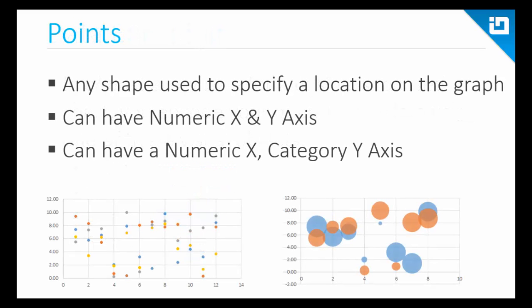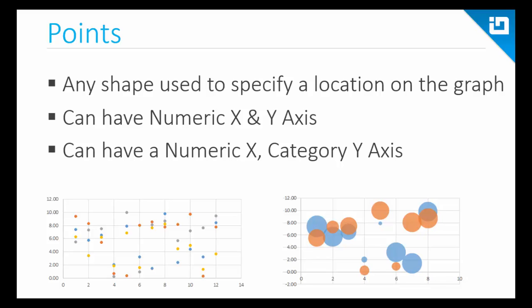So points. Points are any shape used to specify a location on the graph. They can have a numeric y and a numeric x axis, but they can also have a numeric x and a category y. Category y meaning that on the y-axis you can have a non-numeric label. So essentially, if you look at any type of distribution or numeric data that you need to display, you can use a point to display it.